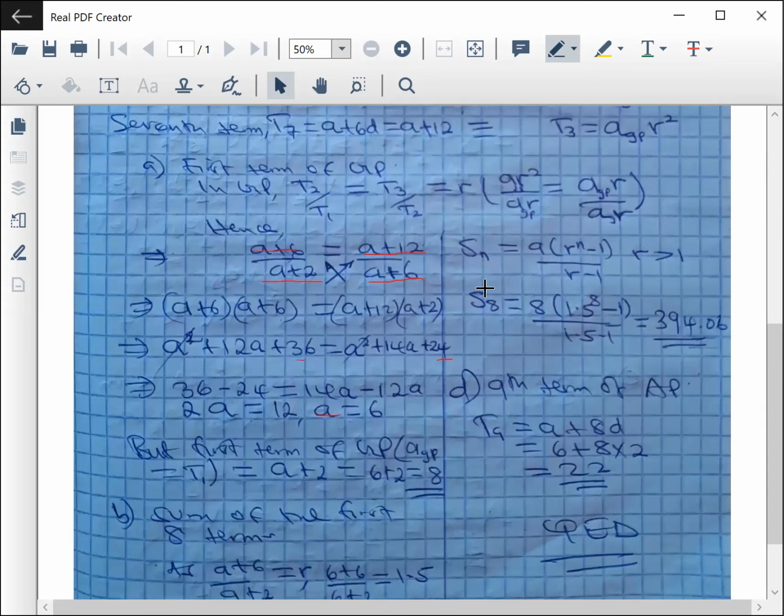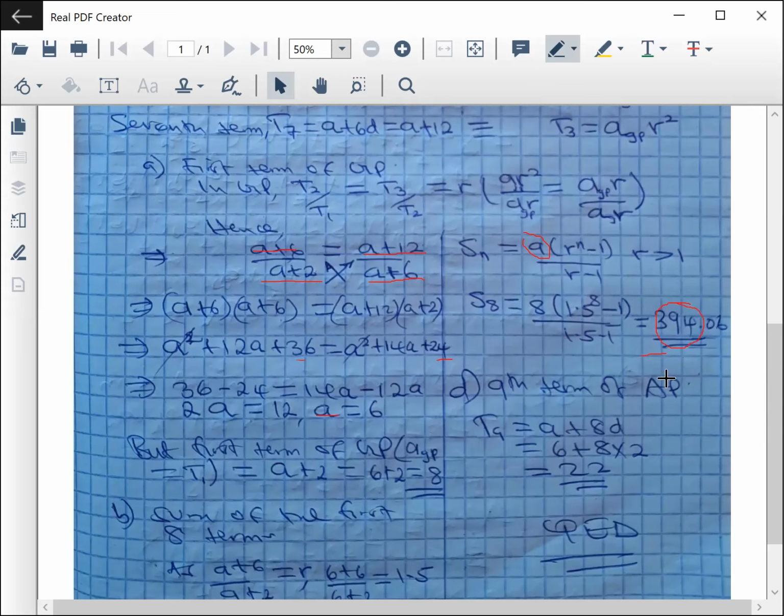Now, remember, when it comes to the sum of terms, we have two formulas. Since our r is 1.5, more than 1, the formula will be a times (r power n minus 1) divided by (r minus 1). Another thing, remember we are talking about GP, so this a here is 8, not 6. So S8, because they wanted the first 8 terms, will be 8, the first term in GP, times (1.5 power 8 minus 1) divided by (1.5 minus 1). You get 394.06, or rather, we can just say it is 394. We can omit the decimal because it's very negligible.